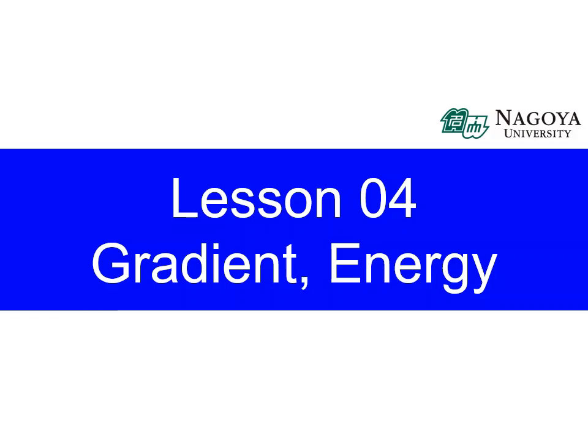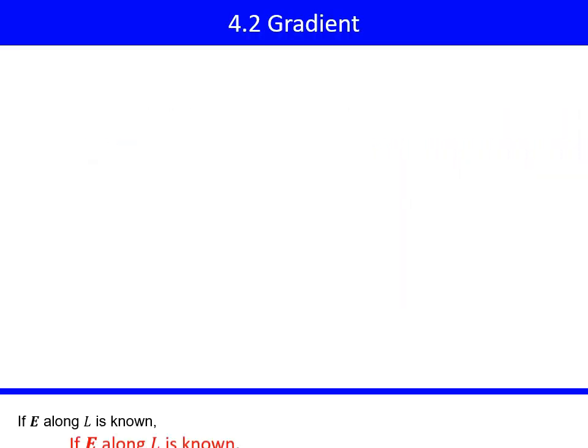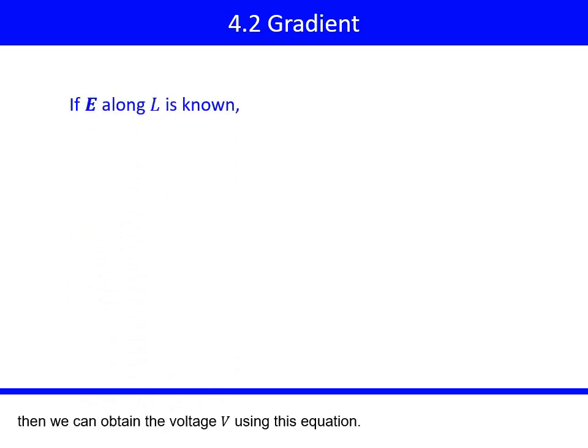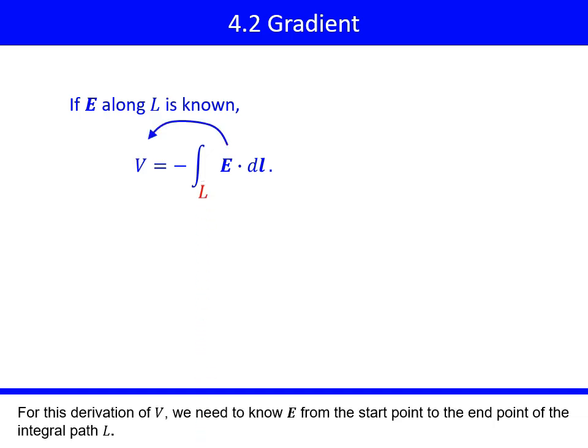Lesson 4. Gradient, Energy. Section 4.2. Gradient. If E along L is known, then we can obtain the voltage V using this equation. This equation is used to find V from E. For this derivation of V, we need to know E from the start point to the end point of the integral path L.